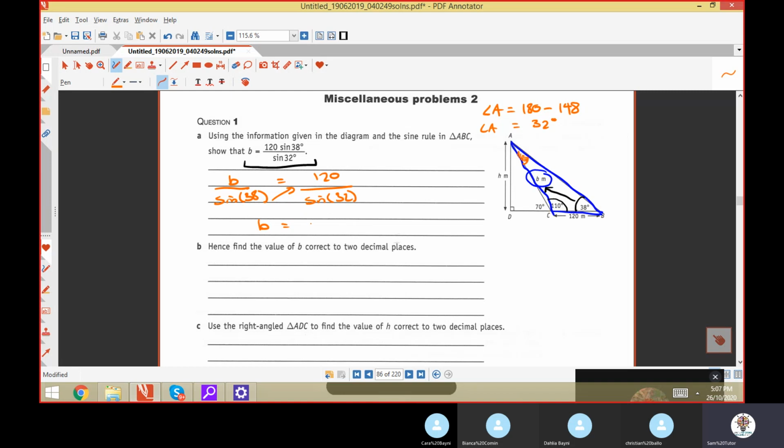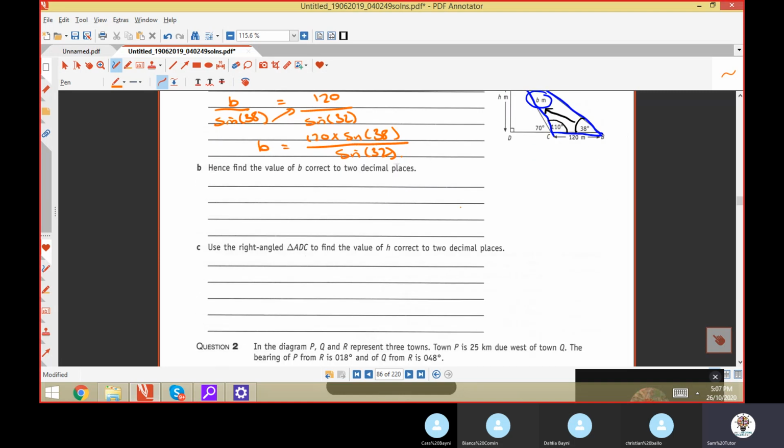That's it. So actually, part A and part B go together because part B just says hence find the value of B. So you just punch all that into the calculator. So you just get 120 times sine 38 all over sine 32. Next part, you just punch it all into the calculator.